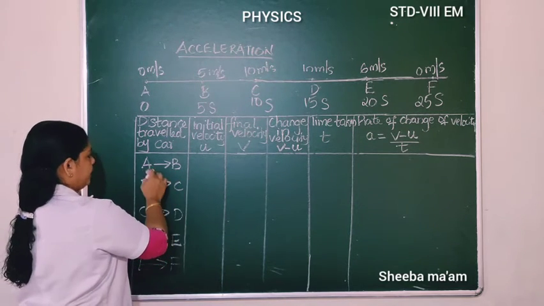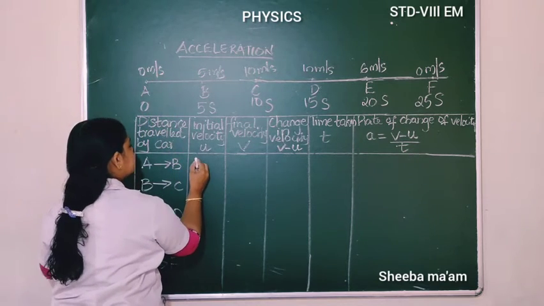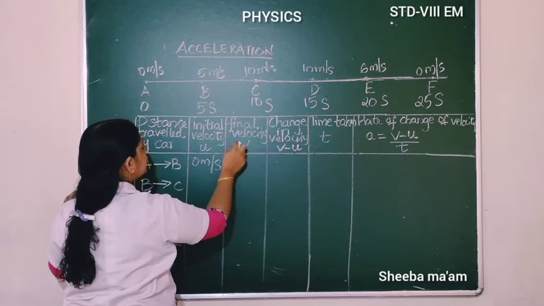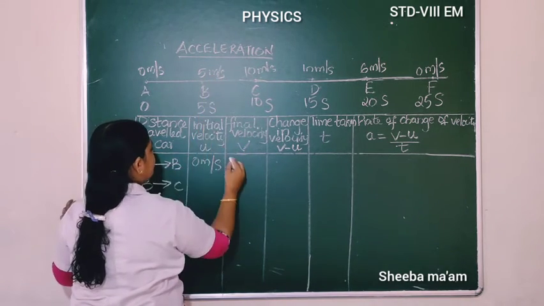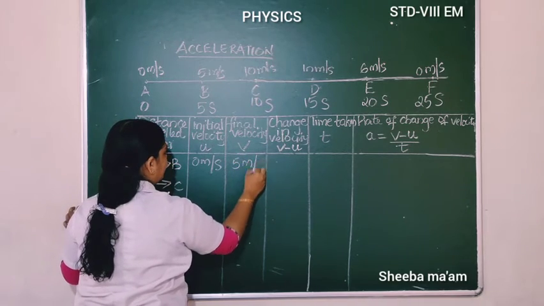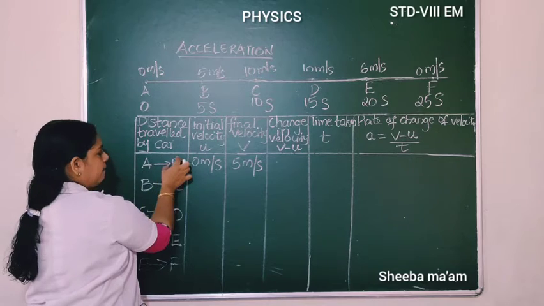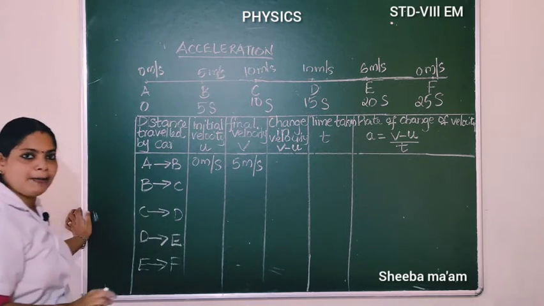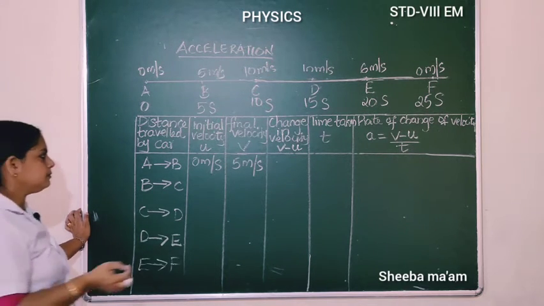So let us do. The velocity of A. How much? It is 0 meter per second. The velocity of B is the final velocity. That is 5 meter per second. A is the starting point and B is the final point. So the velocity of A, we know it is called initial velocity. The velocity of B we call it as final velocity.